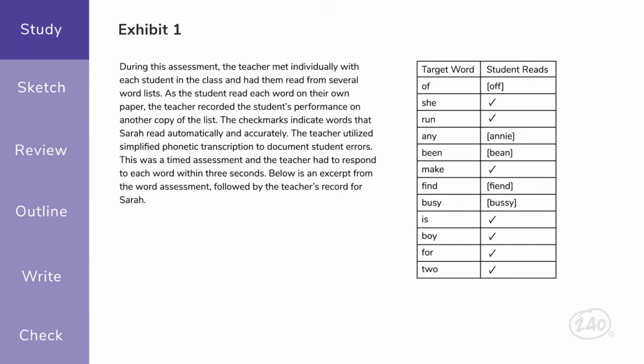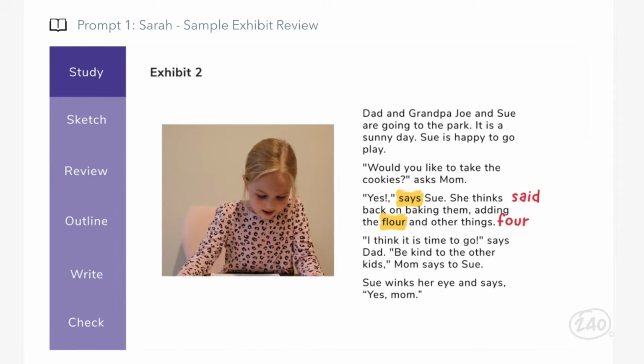Here's Exhibit 1, the word reading assessment. The checks show the words she read correctly. The written transcription shows us which words she missed. They all seem to be sight words that can't be decoded. Here's Exhibit 2. Let's play an excerpt from one of the videos we have for you in our study guide.